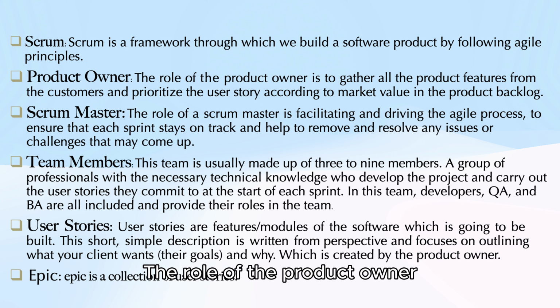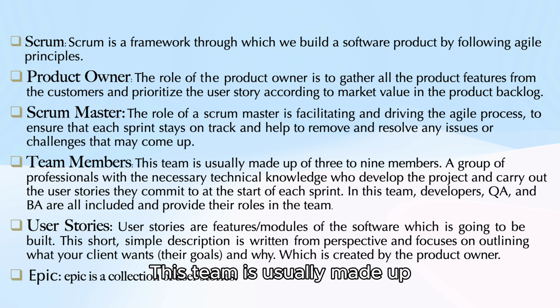Product owner. The role of the product owner is to gather all the product features from the customers and prioritize the user story according to market value in the product backlog. Scrum Master. The role of a Scrum Master is facilitating and driving the Agile process to ensure that each sprint stays on track and help to remove and resolve any issues or challenges that may come up.